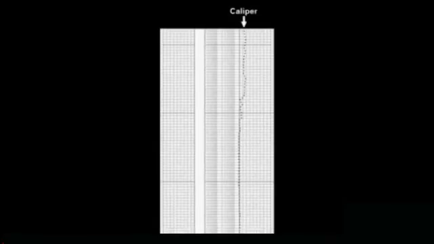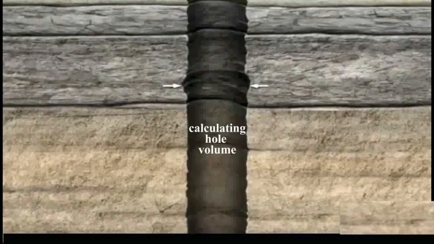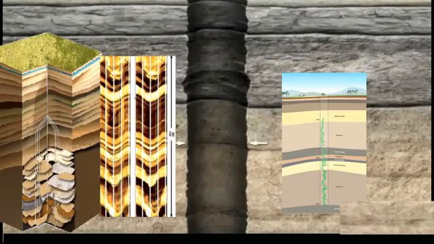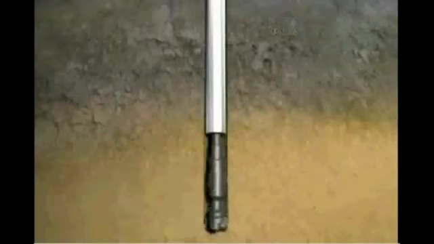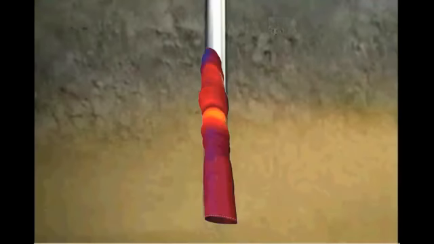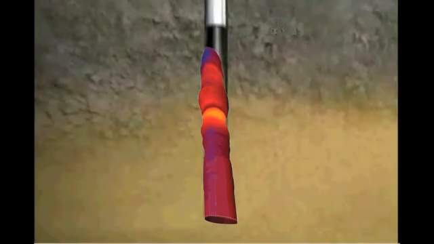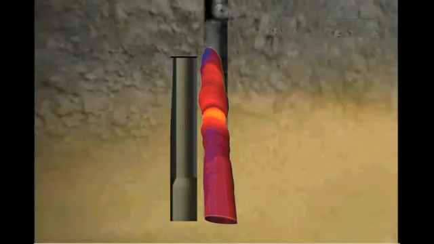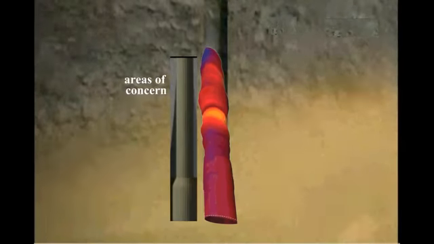The caliper log, which gives us a shape and diameter over the entire length of the hole, allows us to calculate the volume of the hole, which will be important when we begin the casing run. The caliper log also allows us to identify the type and location of the reservoir rock. Finally, knowing what the hole diameter should be and what it actually is gives us notification of possible areas of concern over the length of the borehole.